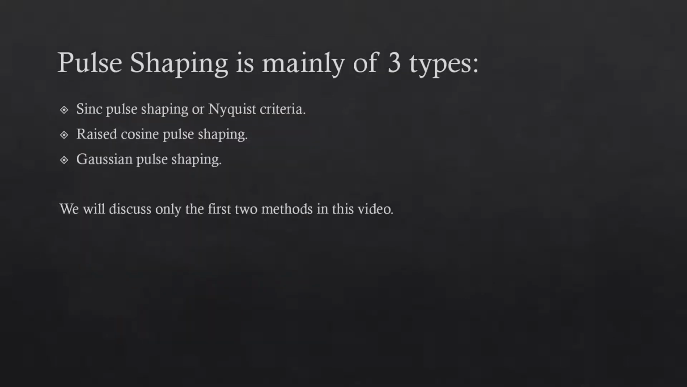Pulse shaping is mainly of three types. They are sinc pulse shaping, also known as the Nyquist criteria, raised cosine pulse shaping, and Gaussian pulse shaping. We will discuss only the first two methods in this video.